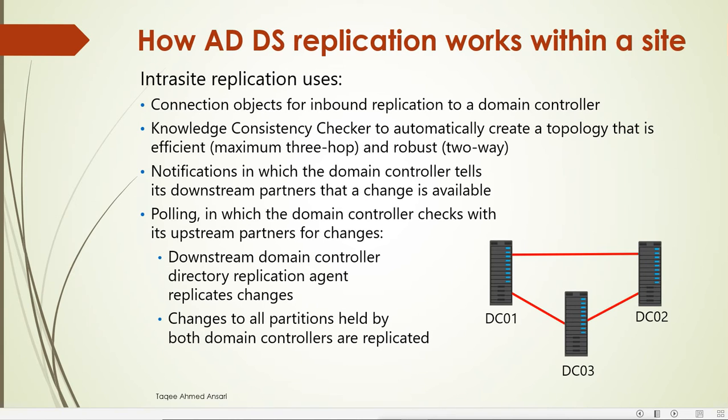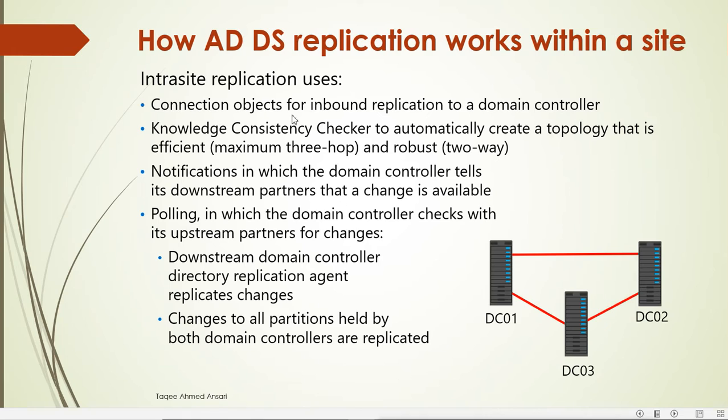Now, how does AD DS replication work within a site? Within a site, if we have 2-3 domain controllers, they will do the replication to each other. That means if you change something in DC1, it is going to be replicated to DC2 and DC3 also. It is called intra-site replication. That means it happens within the site.